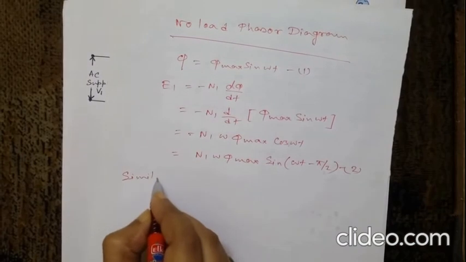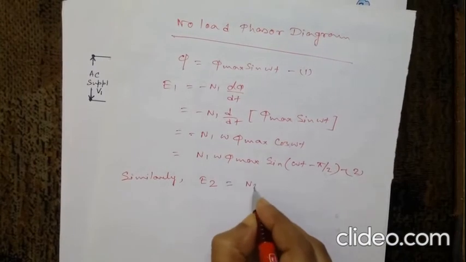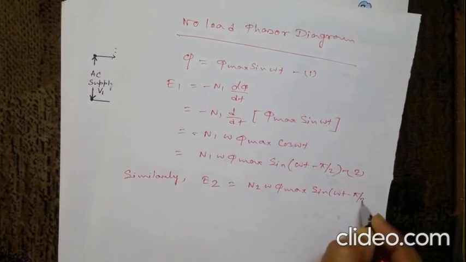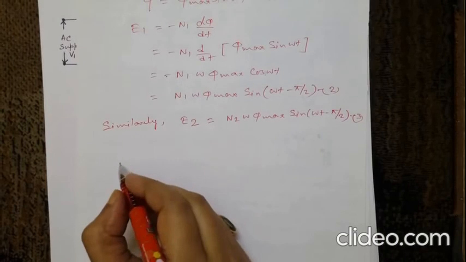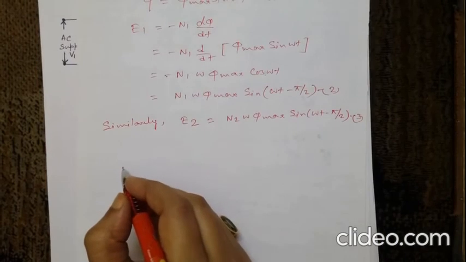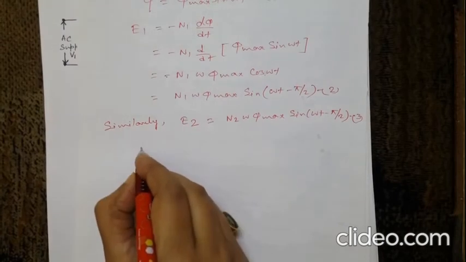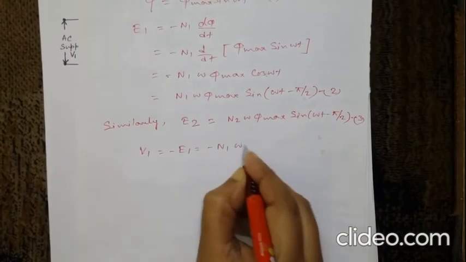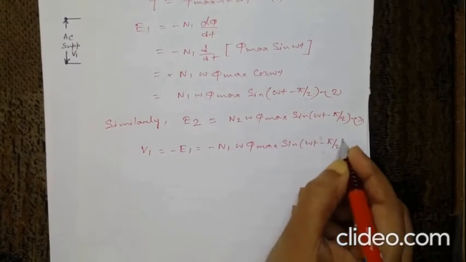Similarly, induced EMF E2 equal to N2 omega phi max sine omega t minus pi by 2. This is equation 3. If we consider the transformer to be ideal, that means there is no voltage drop in the winding. So we can write E1 and E2 are in phase opposition to V1. So V1 equal to minus E1, that is minus N1 omega phi max sine omega t minus pi by 2.